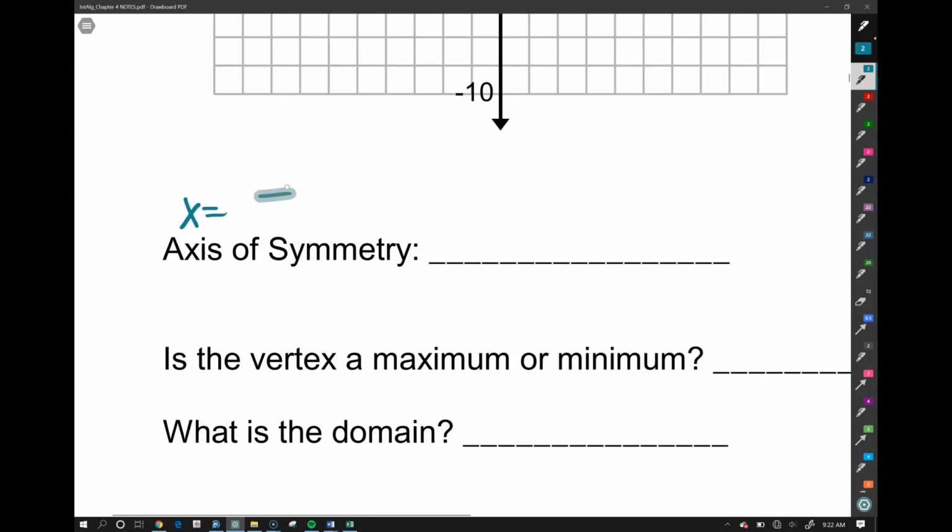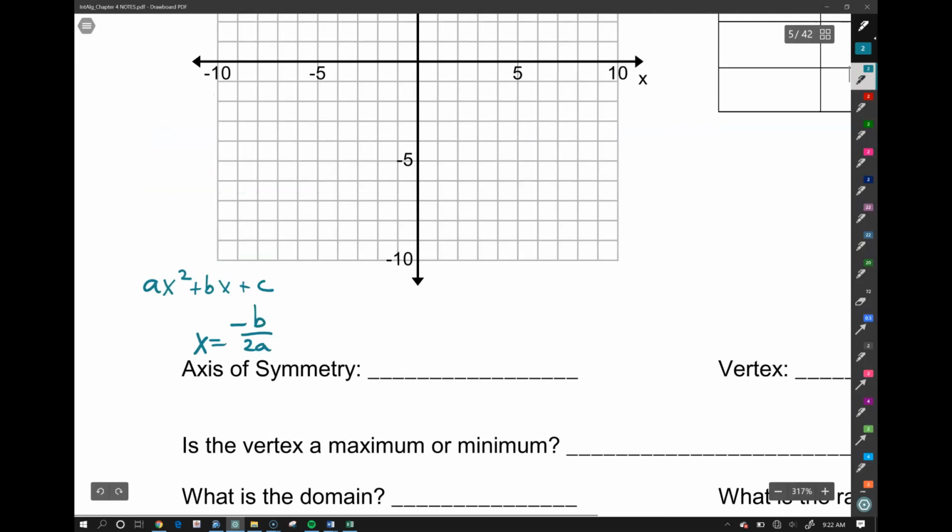X equals negative b over 2a. So wait, what is this b and this a? Where is this even coming from? Do we know what these letters are? So the equation for a quadratic parabola is ax squared plus bx plus c. So the b is the number in front of our x, and a is the number in front of x squared.